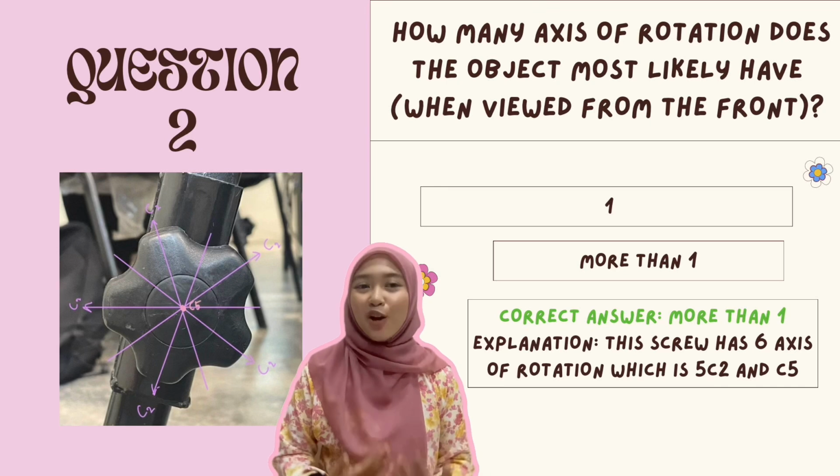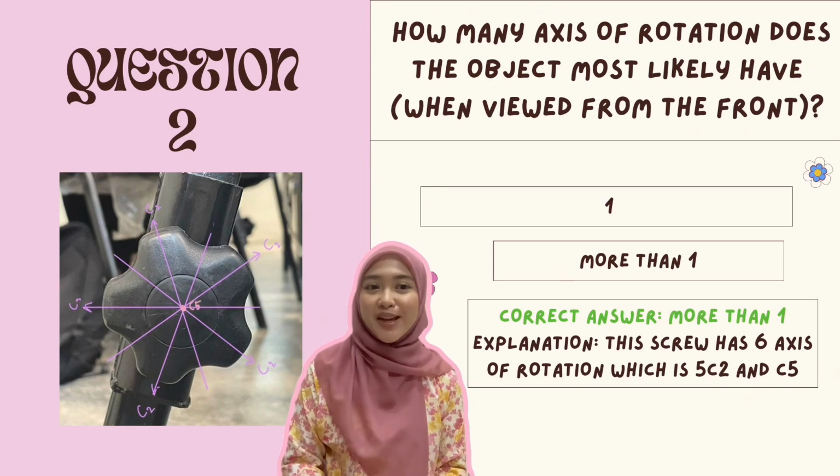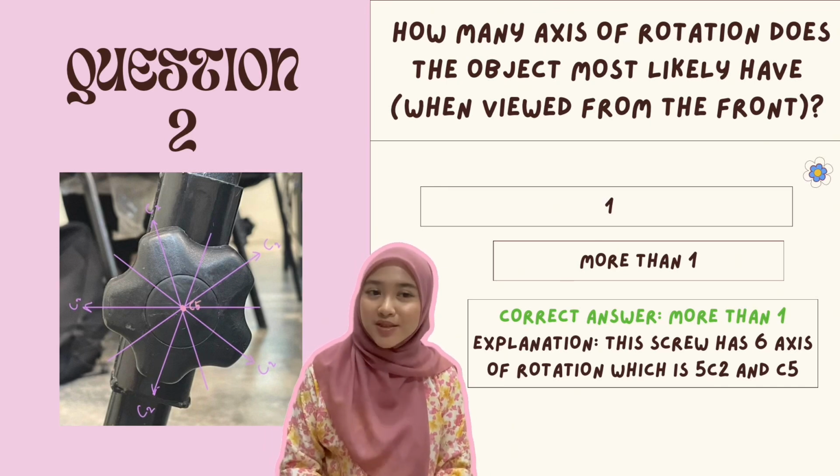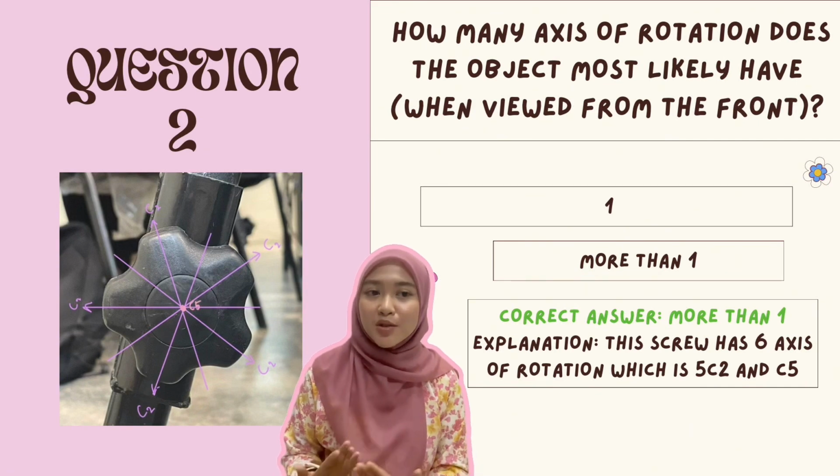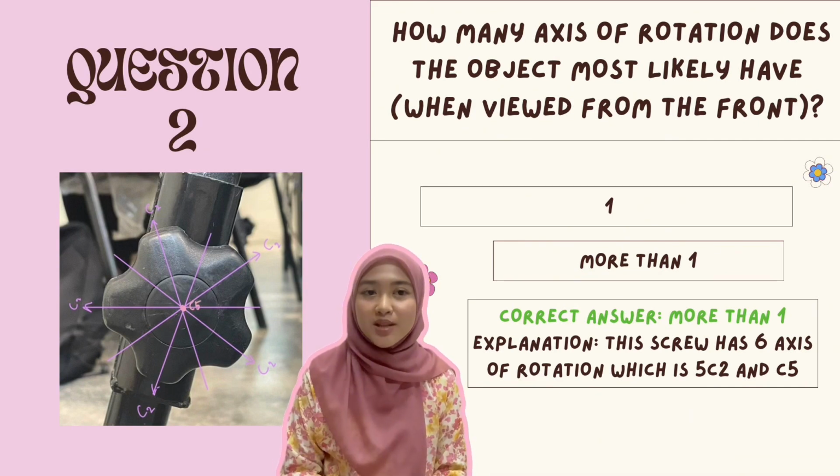Question number 2. How many axes of rotation does the object most likely have when viewed from the front? The answer is more than 1. Why? Because this screw has 6 axes of rotation, which are 5 C2 and 1 C5.